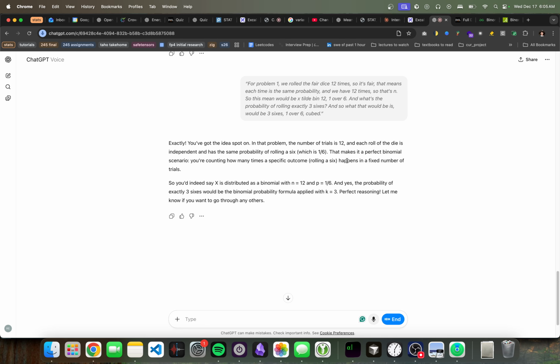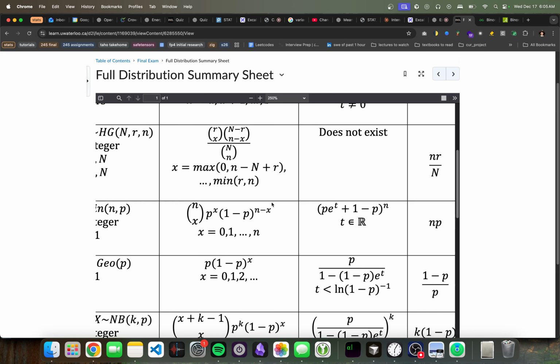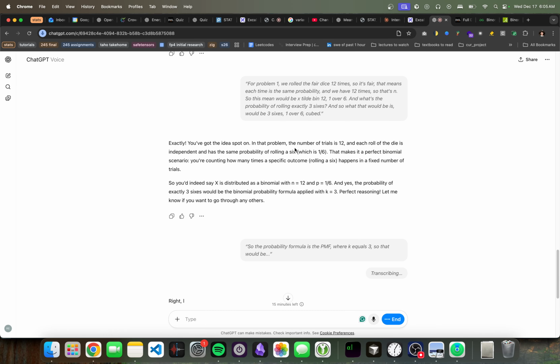So the probability formula is the PMF with k equals 3. So that would be, what?